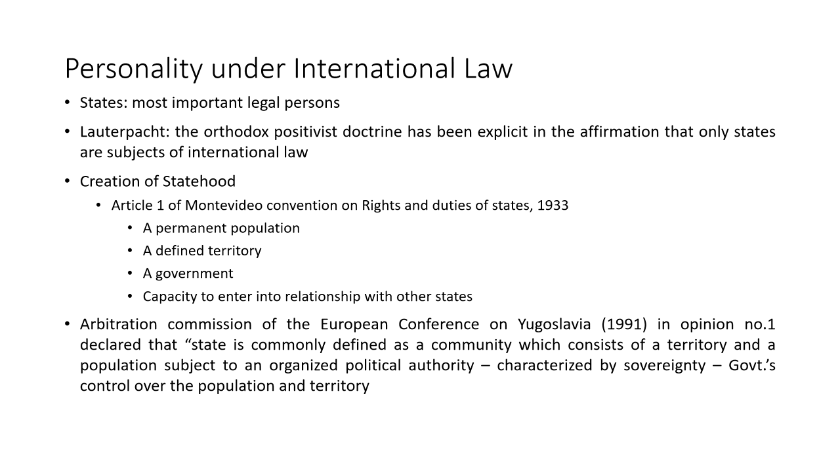The Arbitration Commission of the European Conference on Yugoslavia, 1991, in Opinion Number 1, declared that the state is commonly defined as a community which consists of a territory and a population subject to an organized political authority characterized by sovereignty, government's control over the population and territory.